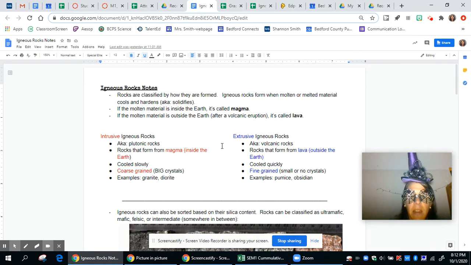That type of rock that cooled underneath the earth, we're going to call that intrusive. Think inside the earth, intrusive. See here in your bullet point, it's rocks that form from magma, so inside the earth. I could get even fancier and use the word plutonic. They all mean the same thing. Intrusive rocks, plutonic rocks, rocks from magma, they're all the same thing. So I've got all these words lumped together for you.